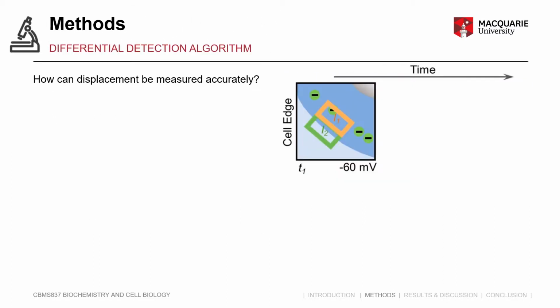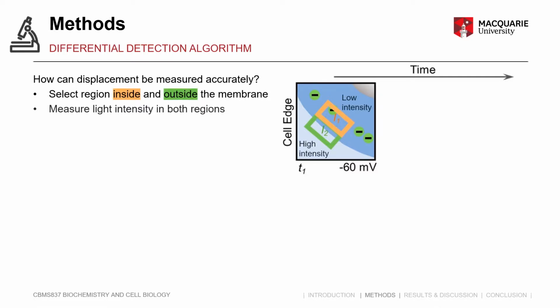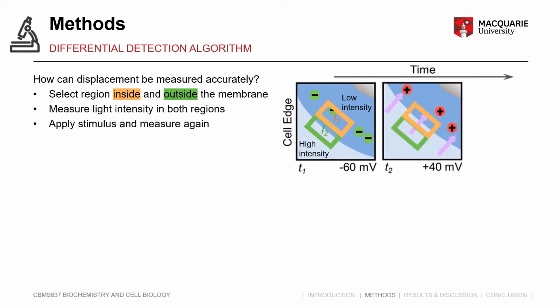Now the major question is, how can the displacement in neurons be measured so accurately? This is done by selecting a region inside and outside the membrane. In these regions, the light intensity is measured. Then a stimulus is applied and the intensities are measured again. If the intensity inside the cell increases and the intensity outside the cell decreases, the membrane shrinks, and this also goes the other way around.